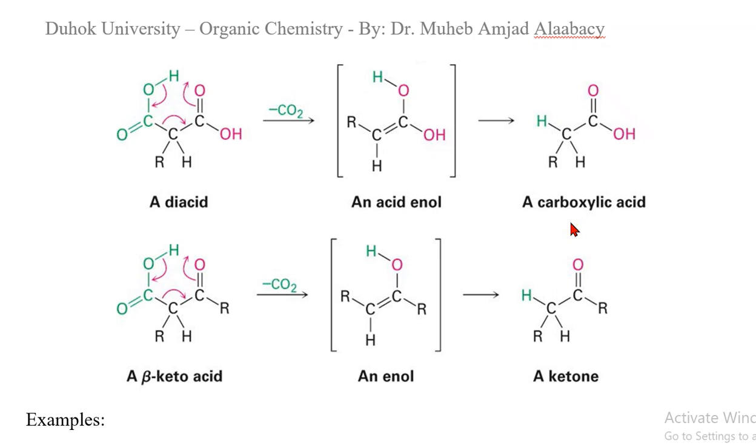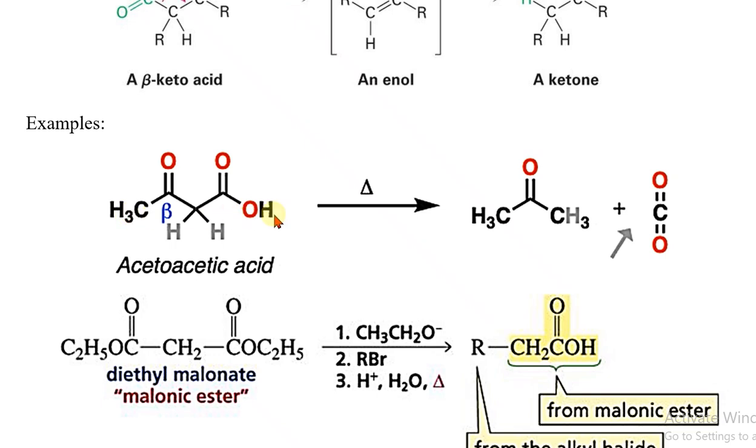So beta keto acid, this is the beta keto acid, will give you again an enol, and the enol will go to the keto form. So the diacid gives you a carboxylic acid, and the beta keto acid gives you a ketone. Look, this beta carbonyl acid is the acetoacetate. Acetoacetate will undergo decarboxylation by heating.